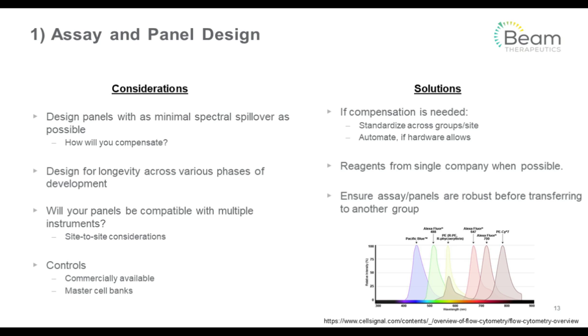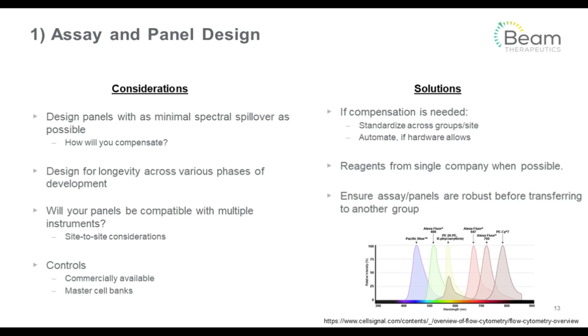On some different solutions for these considerations, as I said, if compensation is needed, standardize and automate when possible. Try to select reagents from a single company as well. I can't tell you how many times I've had panels where 1 or 2 antibodies are from one company and then other antibodies are from another. And if one company has a manufacturing issue with one of their antibodies, then your whole panel can't be used.